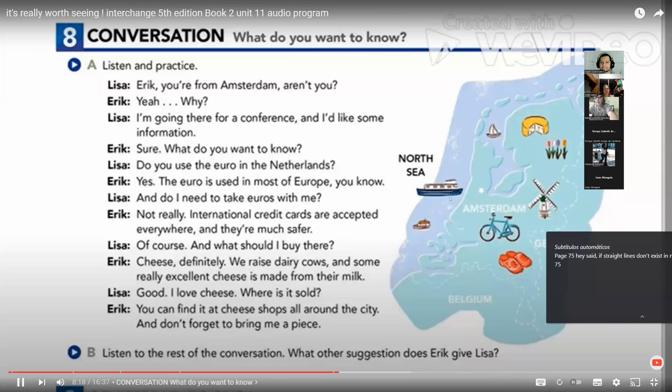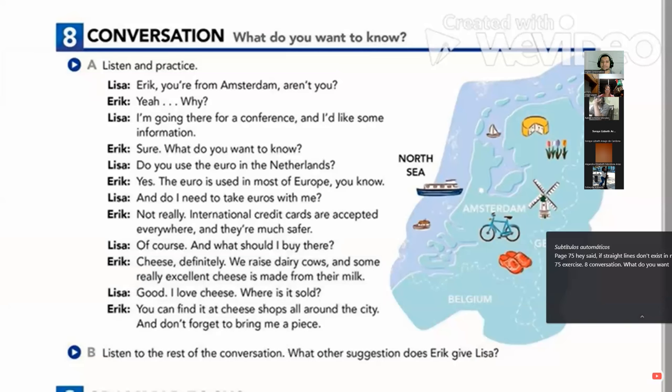Page 75, Exercise 8, Conversation. Part A. Listen and practice. Eric, you're from Amsterdam, aren't you? Yeah, why? I'm going there for a conference, and I'd like some information. Sure. What do you want to know? Do you use the euro in the Netherlands? Yes. The euro is used in most of Europe, you know. And do I need to take euros with me? Not really. International credit cards are accepted everywhere, and they're much safer. Of course. And what should I buy there? Cheese, definitely. We raise dairy cows, and some really excellent cheese is made from their milk. Good. I love cheese. Where is it sold? You can find it at cheese shops all around the city. And don't forget to bring me a piece.